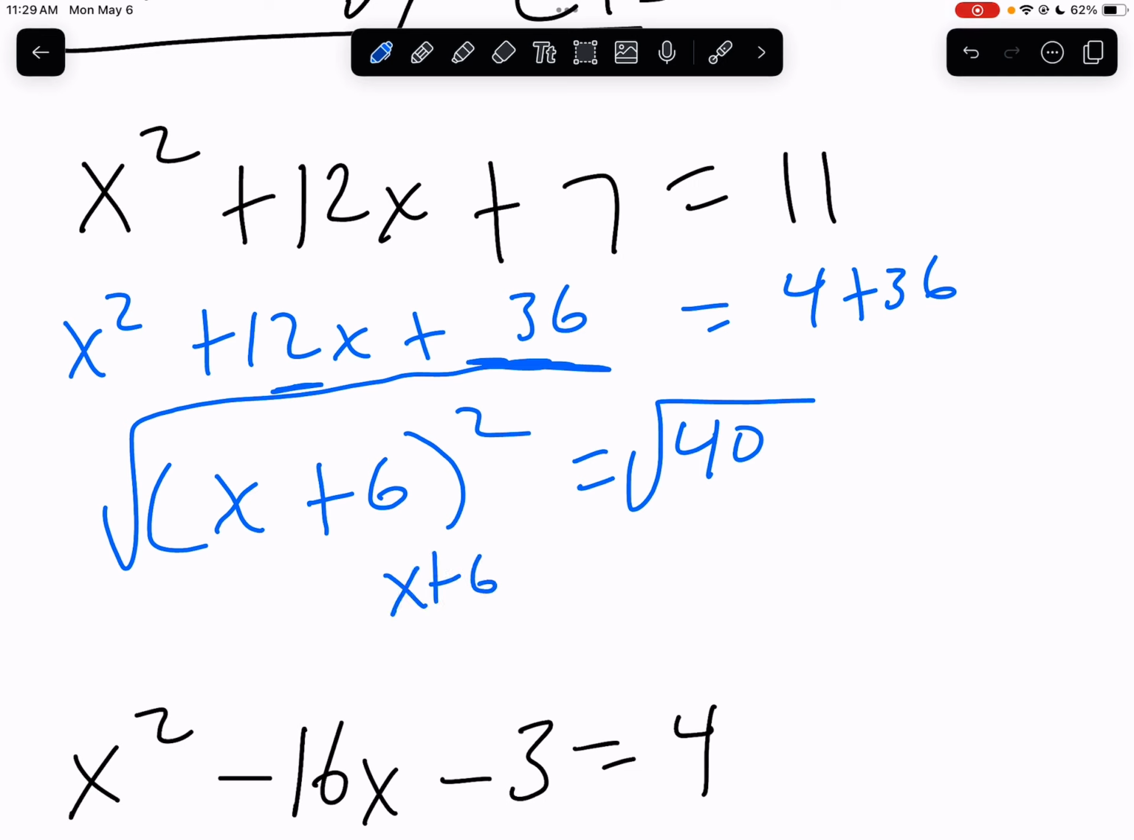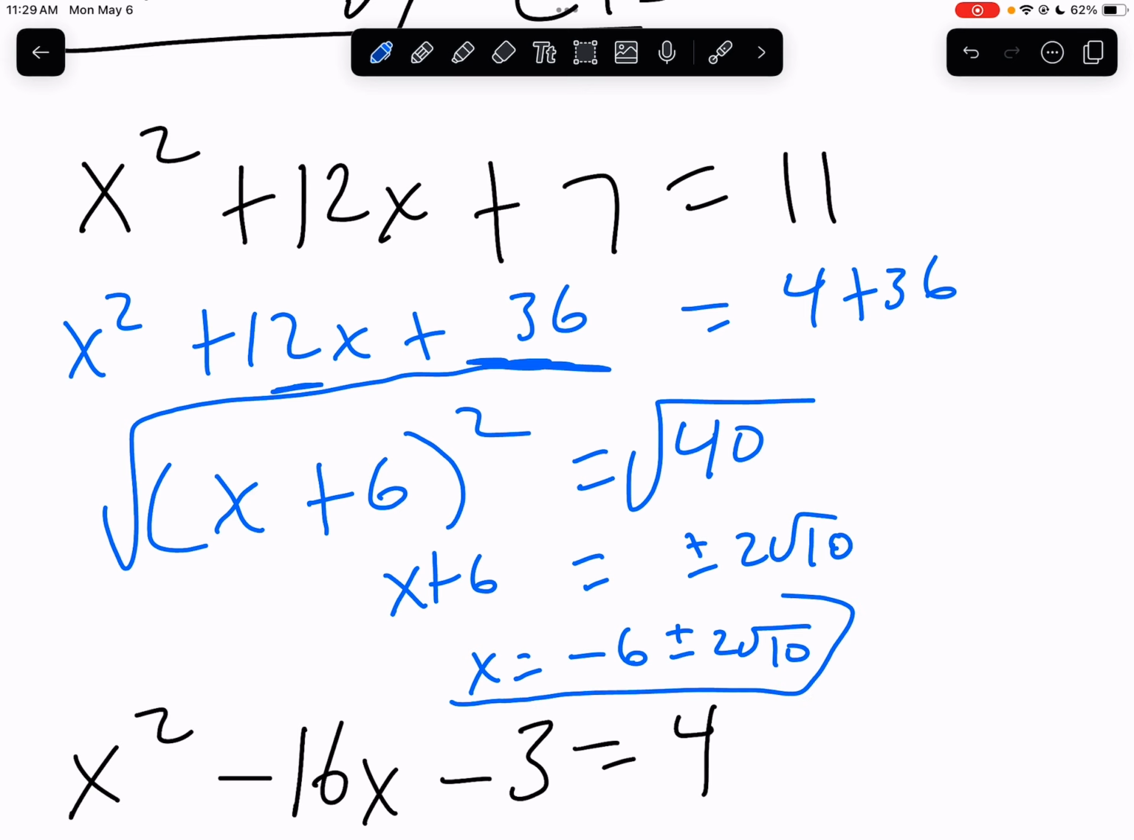So now we take the square root of both sides. We get x plus 6, ooh, perfect square, that's why we do it, equals plus or minus 2 root 10. The square root of 40 is 2 root 10, and don't forget it is plus or minus. One more thing, we move the 6 over, subtract 6 over. Most teachers will say, put that in front so you have that weird plus or minus symbol in between. It is negative 6 plus or minus 2 root 10, and we're done.